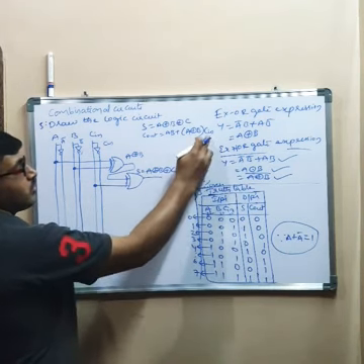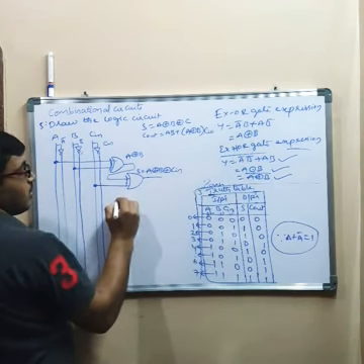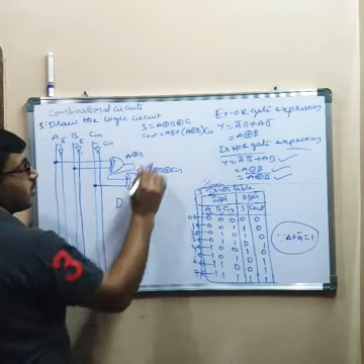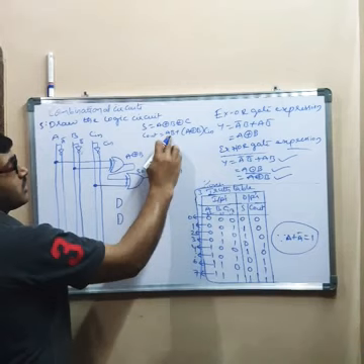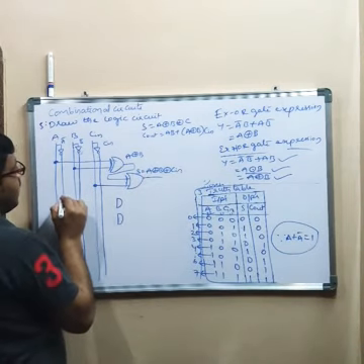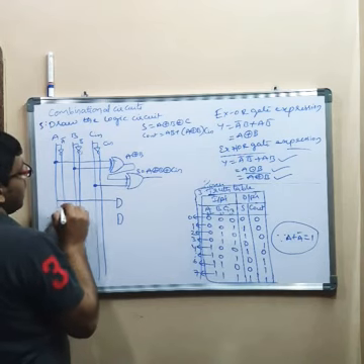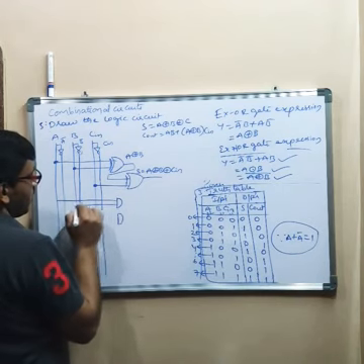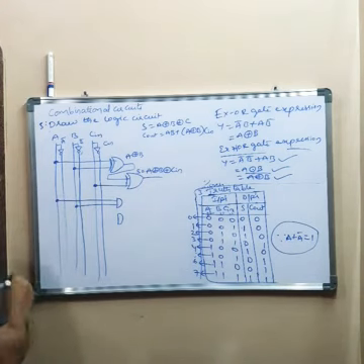This is one term. So this is a product, right? I will take an AND gate. There are two AND gates. The first AND gate is AB. I will connect A. I will connect B. Right?